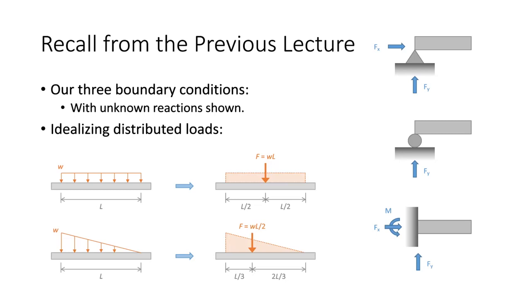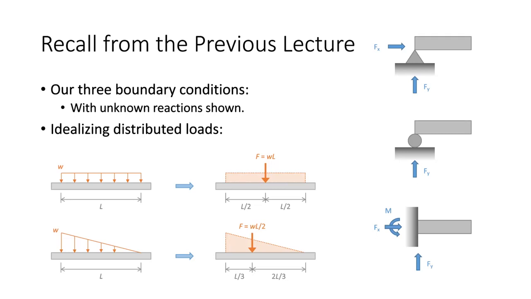Okay, dealing with concentrated loads is pretty straightforward. For distributed loads, the idea is that we idealize them into an equivalent concentrated force. The magnitude of that force is essentially the area under the load diagram. In the case of uniformly distributed loads, we just take the magnitude of the load multiplied by the length. So that's the force, and then we place that at the centroid, which for a rectangle is halfway over.